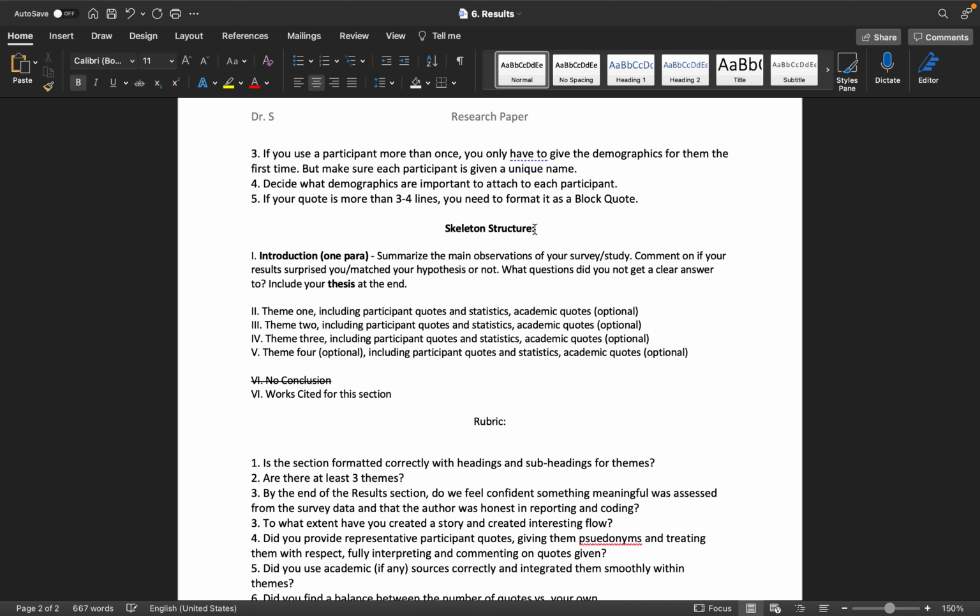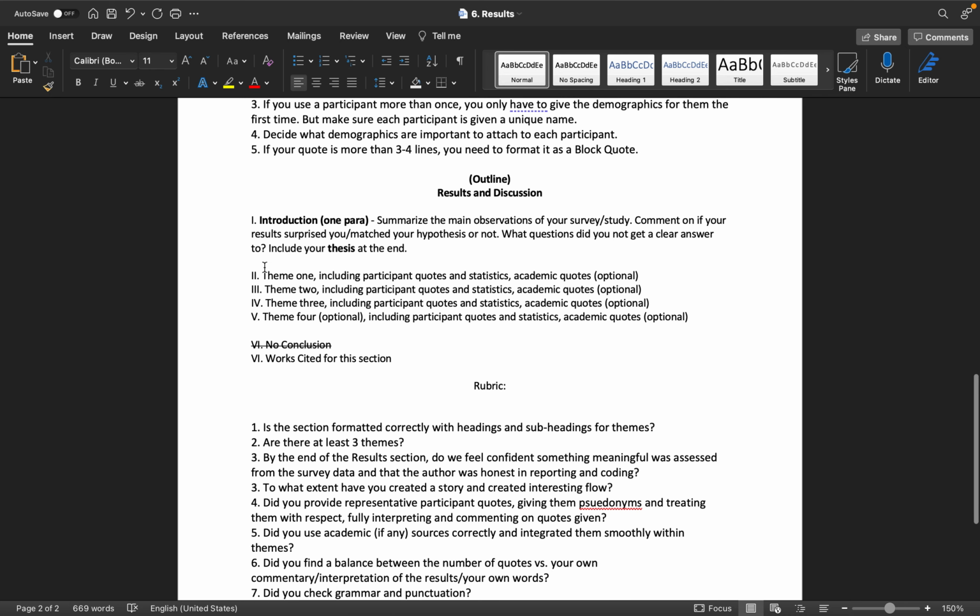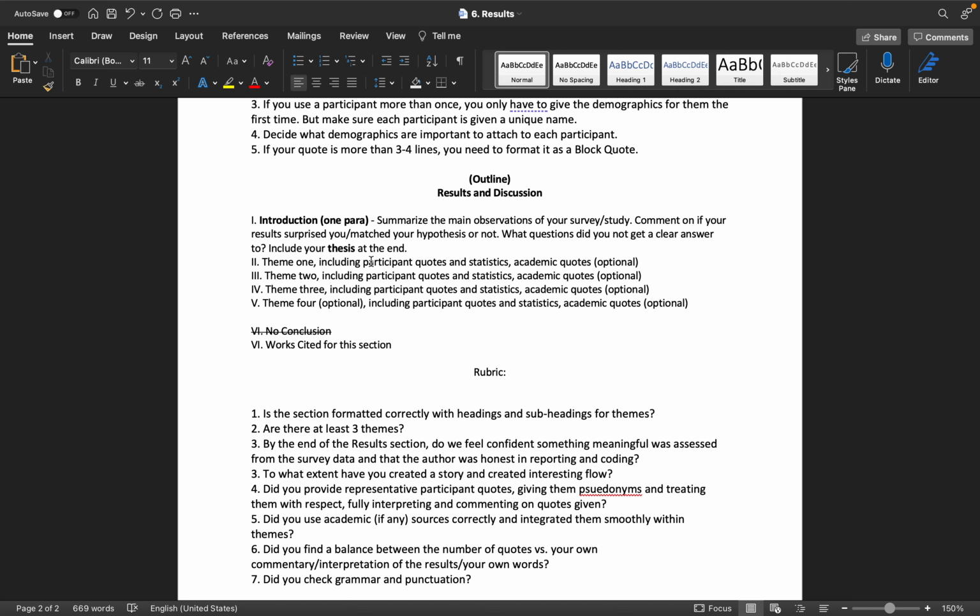I don't know why I call this a skeleton structure. Let's just be more conventional and call it an outline. So this is the results and discussion. That's what it's called. Then you have your theme 1, participant quotes, and statistics. And then you have theme 2, participant quotes and statistics. And theme 3, participant quotes and statistics.